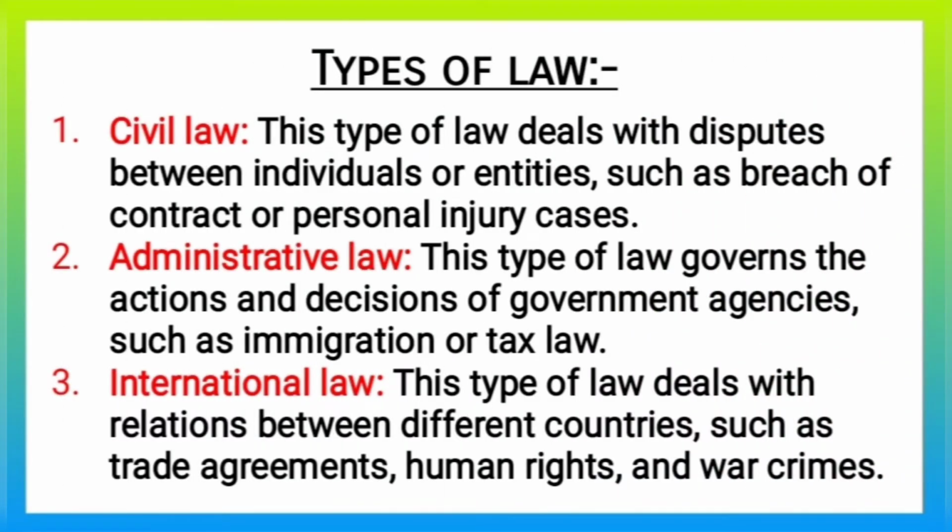Types of law. 1. Civil law. This type of law deals with disputes between individuals or entities, such as breach of contract or personal injury cases. 2. Administrative law. This type of law governs the actions and decisions of government agencies, such as immigration or tax law.